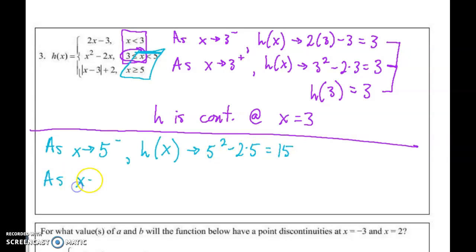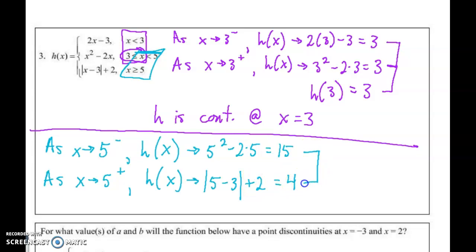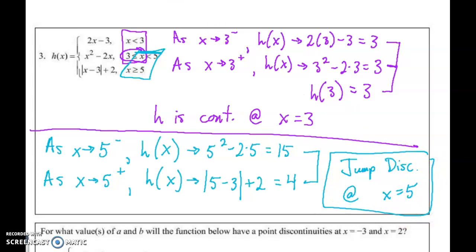As x approaches 5 from the right side, now we're looking at the bottom equation because x is greater than 5. So we're looking at 5 minus 3, absolute value of that, add 2. So 2 plus 2 is 4. Since this does not equal this, we don't care what h of 5 is. This is a jump discontinuity at x equals 5. So you can be continuous at one point, but then have a discontinuity at another point.